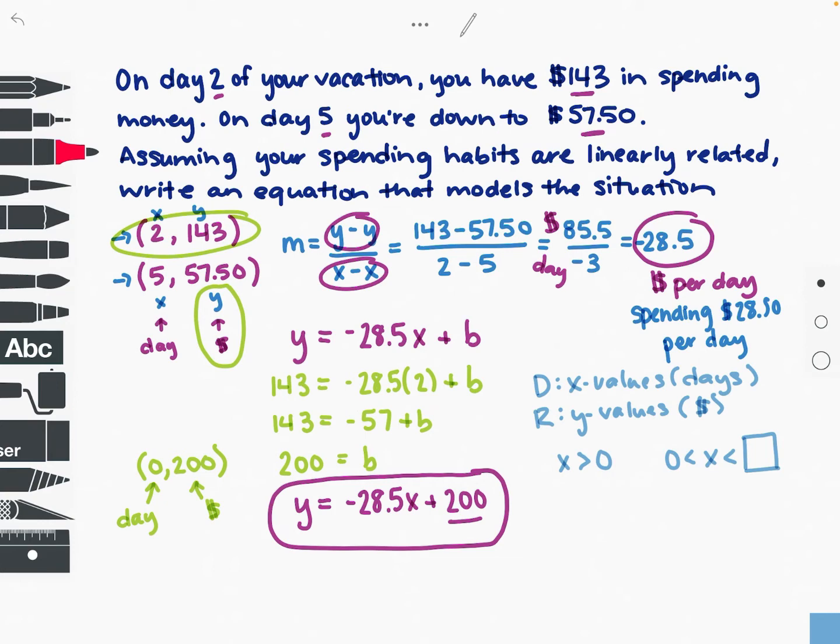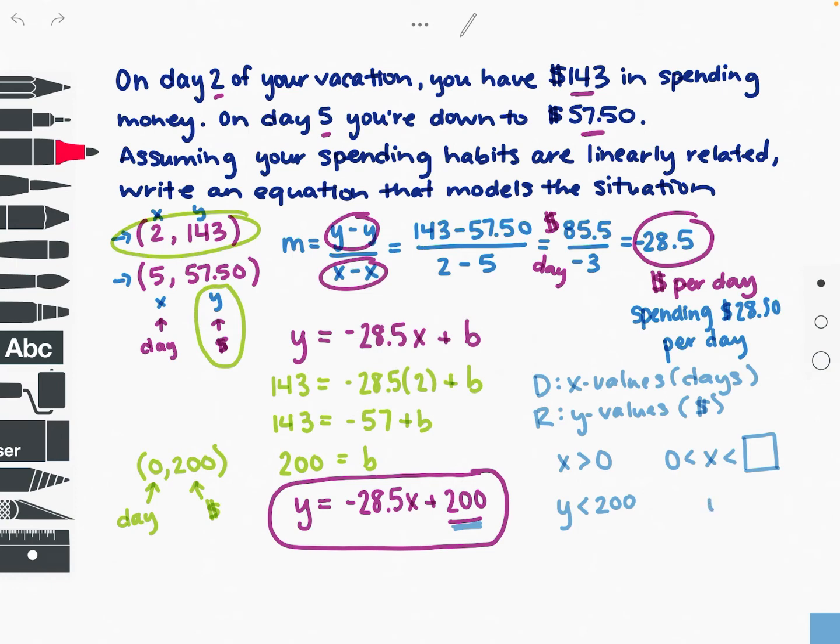Let's talk about the money, the y values. Well, now that I know that I started with $200, and I'm spending it, maybe I can say that the range is going to be less than $200. And I said less than, not equal to, because if you didn't go on vacation at all, you would still have $200, but we're talking about how many days you've been on vacation. So I decided just to say less than 200. If I'm going on vacation at all, I'm going to be spending something.